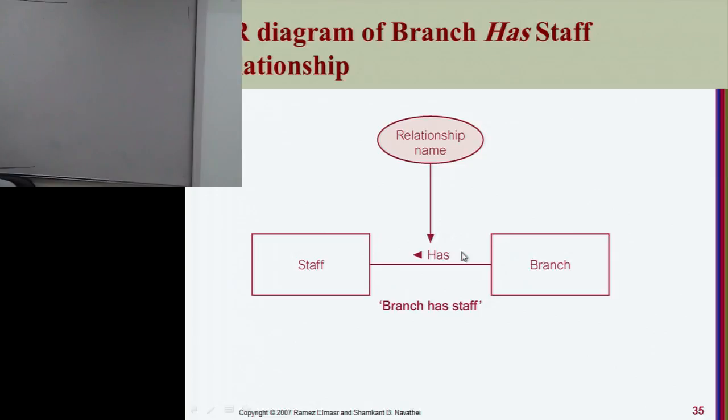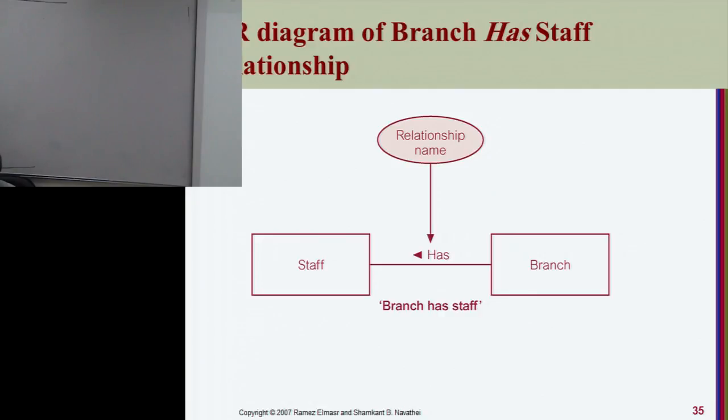We have branch. The branch has staff, right? Branch has staff. Is it a meaningful sentence? Yes. It says that a branch has or contains employees that work for it. What are those who work for it? Staff. So we have a branch has staff. Let me ask a question: does the branch have the staff, or does the staff have the branch?